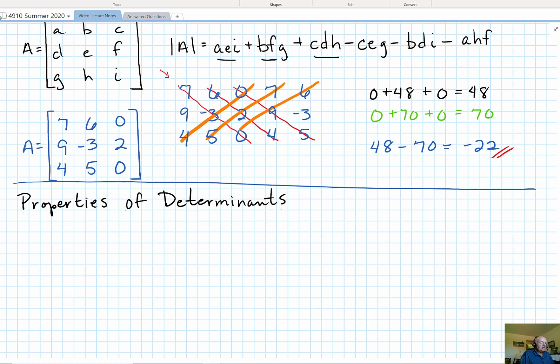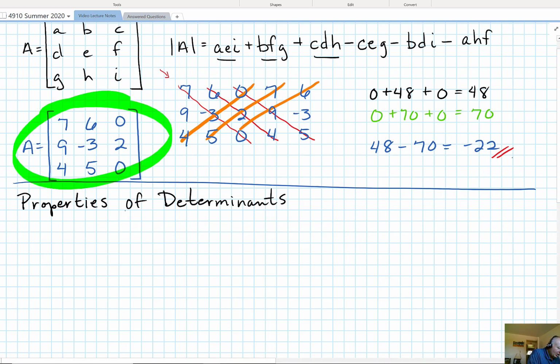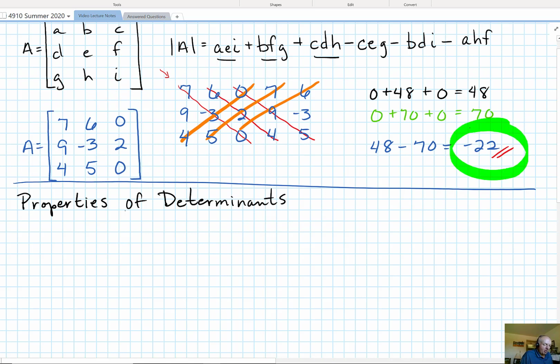So the question we might have is, if I take a matrix which has a determinant, say, of 22 or negative 22, and I perform a simple elementary row operation on it, how does that affect the determinant? Does the determinant stay unchanged, or does it change in a predictable way? All right, so let's talk about the 3 elementary row operations and how they affect our matrices.